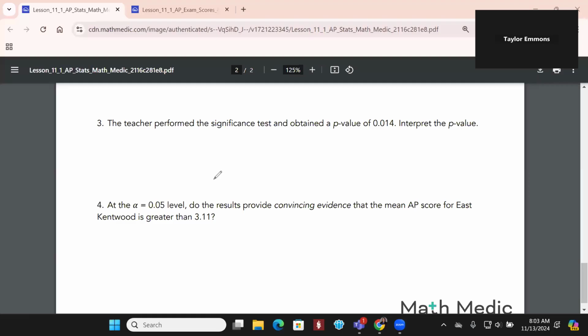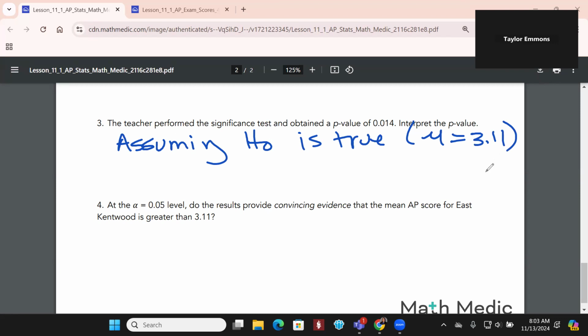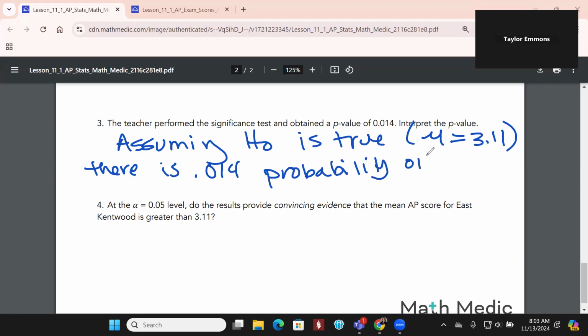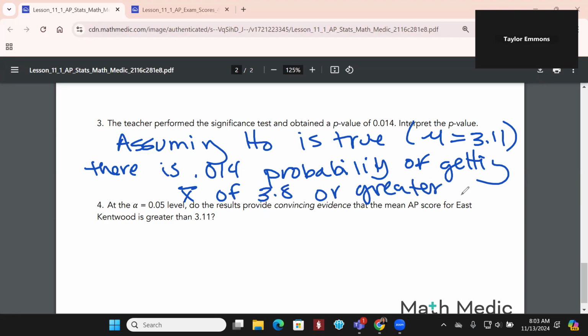Okay, the teacher performed the significance test and obtained a p-value of 0.014. Assuming the null is true, so we're assuming that Becky is true, then there is a 0.014 probability of getting an X bar of 3.8 or greater purely by chance.